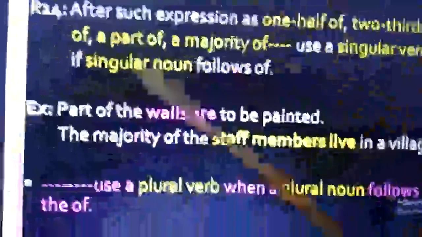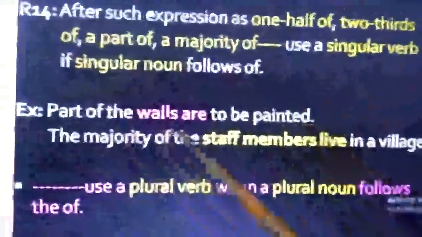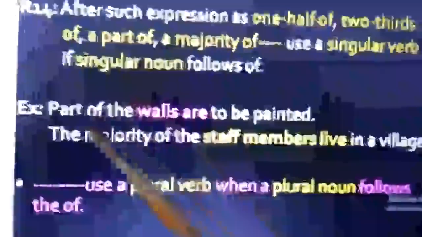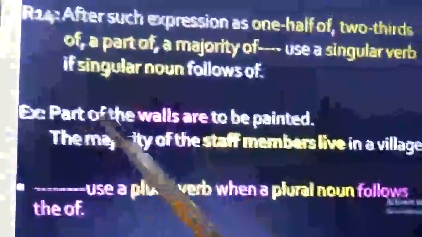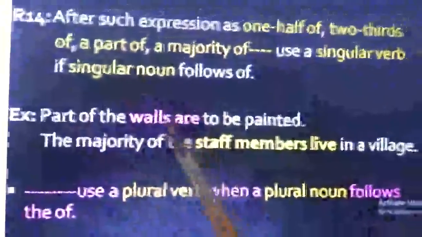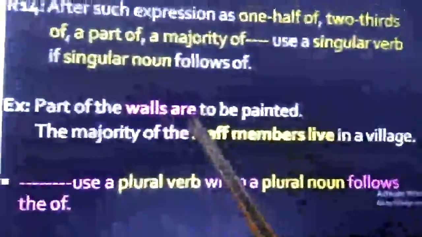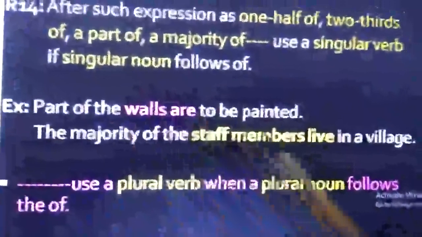See the next example. Part of the walls ought to be painted. Here part of is the expression, and that is followed by a plural noun. So walls. Walls is a plural noun, and so we are using a plural verb here. Part of the walls ought to be painted.